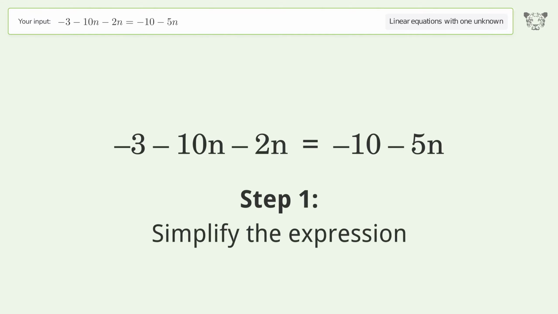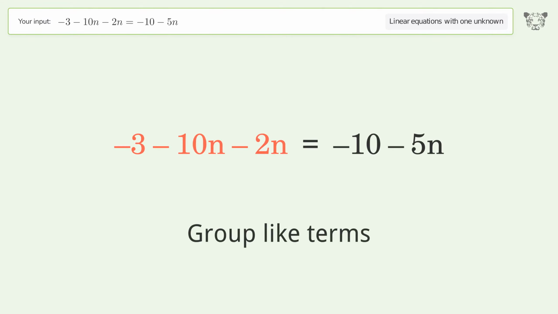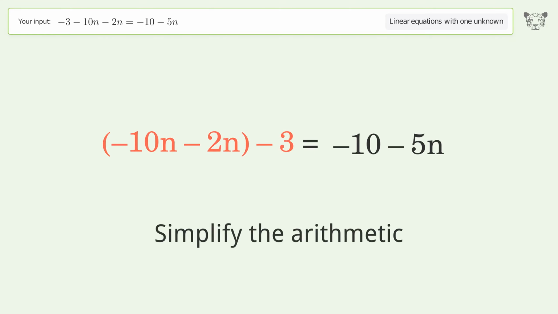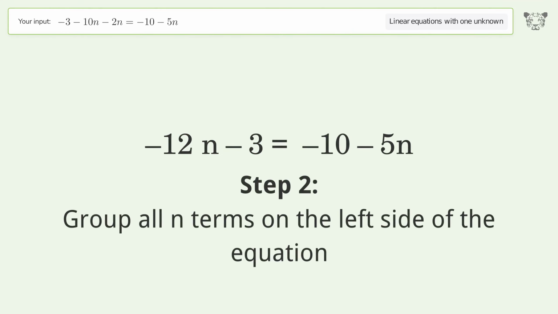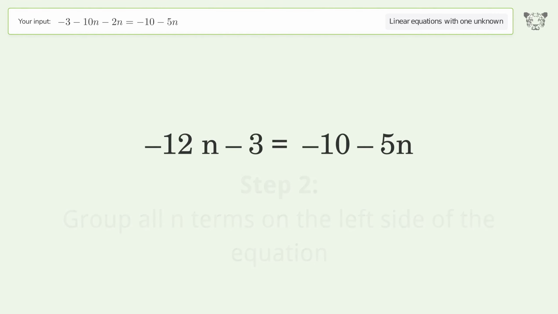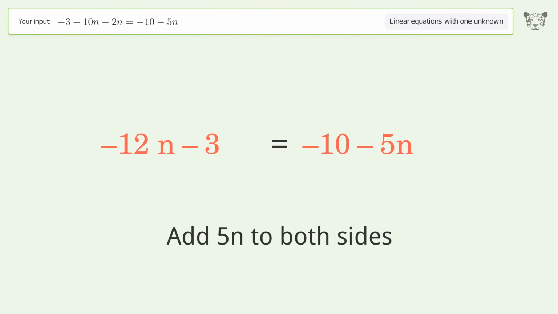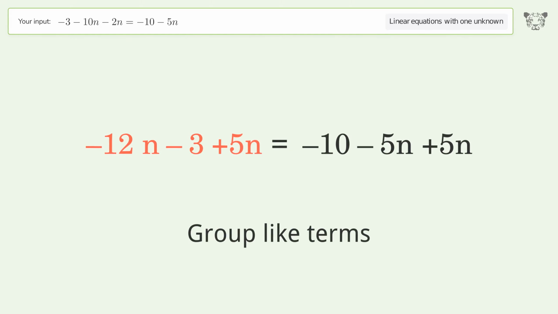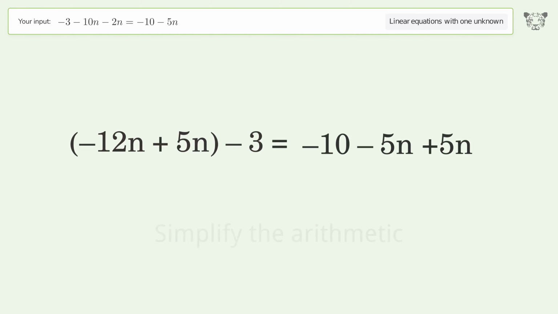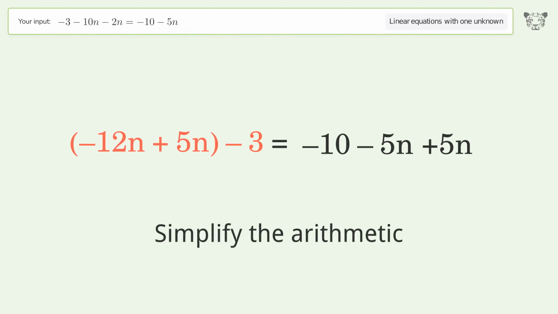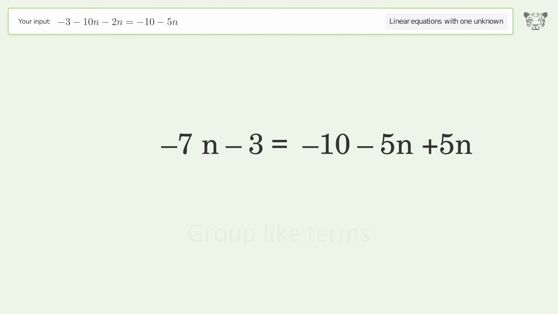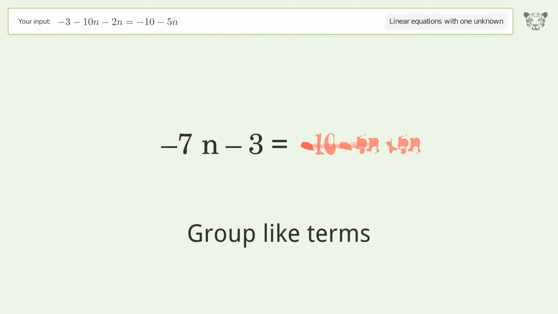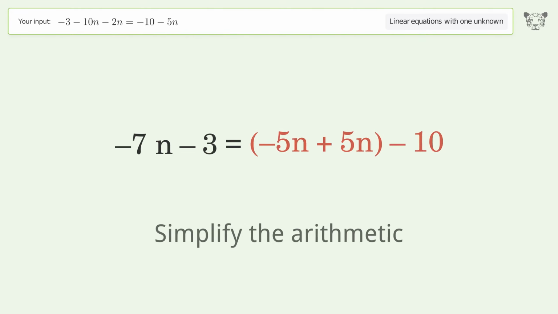Simplify the expression. Group like terms. Simplify the arithmetic. Group all n terms on the left side of the equation. Add 5 to both sides. Group like terms. Simplify the arithmetic. Group like terms. Simplify the arithmetic.